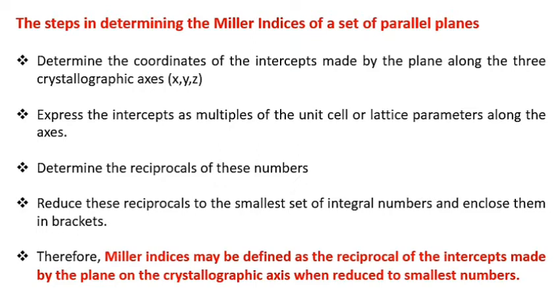Okay, now we should see the steps in determining the Miller indices of a set of parallel planes. How to determine Miller indices for a set of parallel planes. There are 4 steps. So what are the 4 steps? First, determine the coordinates of the intercepts made by the plane along the 3 crystallographic axes x, y, z.